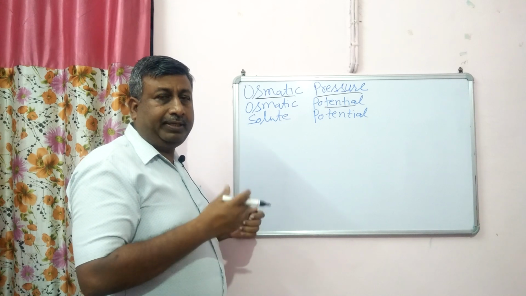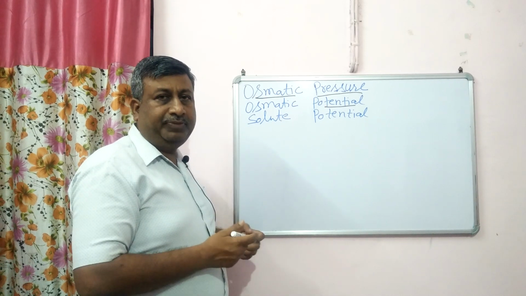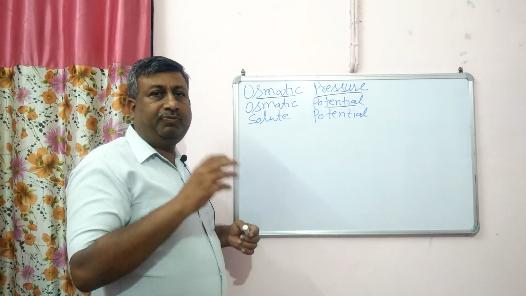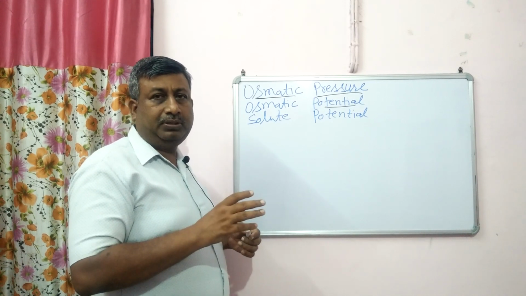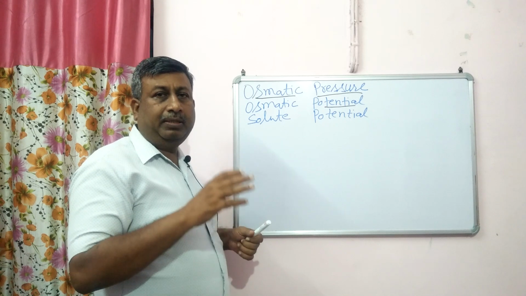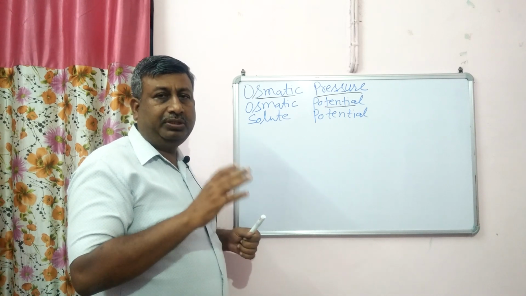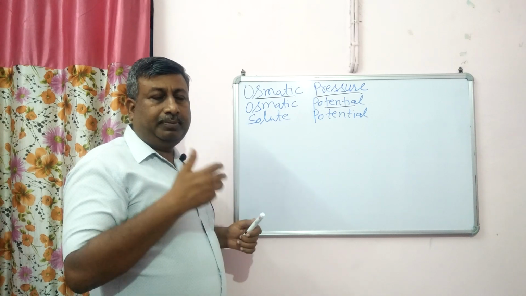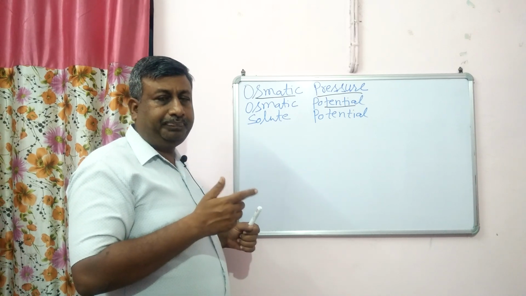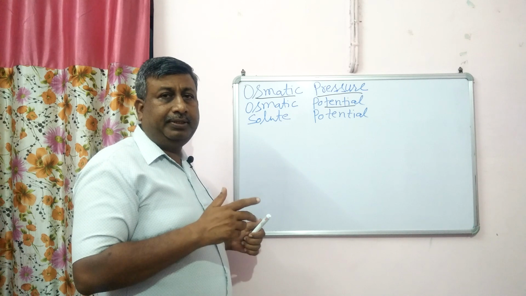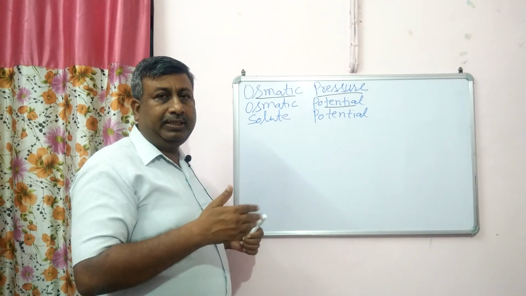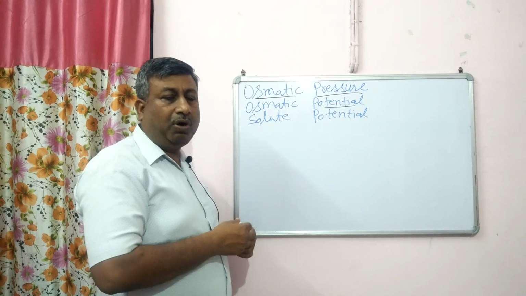So first of all, what is osmotic? And this osmotic is related with osmosis. So please watch the lecture on the process of osmosis, that is already uploaded, in the playlist General Agriculture. So this osmosis process is very important, which decides the flow of water, and the flow of water is called the osmotic movement of water.